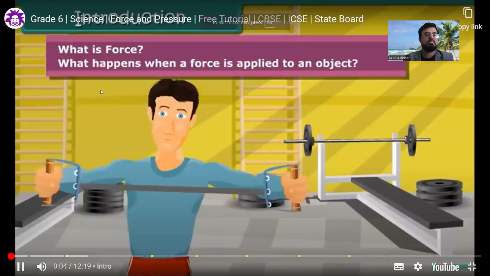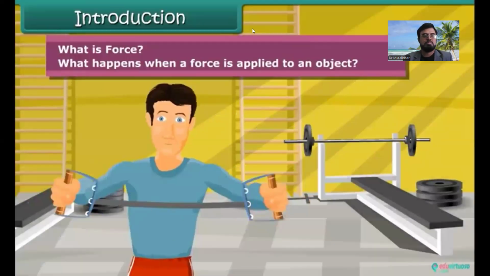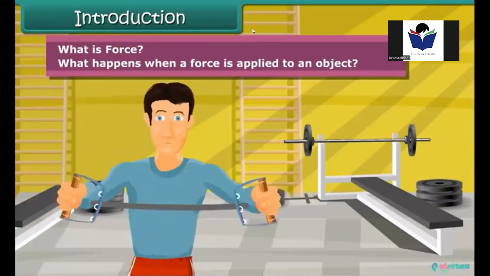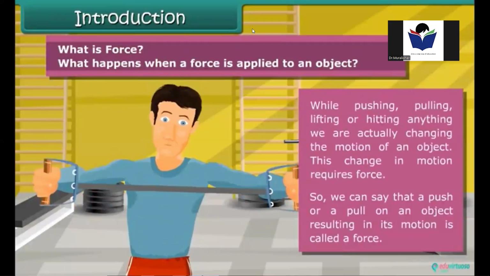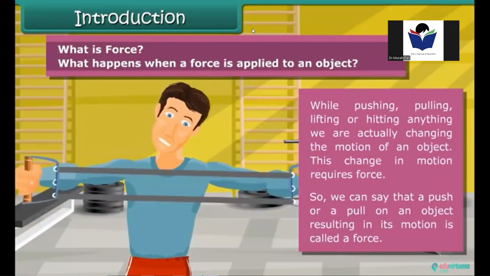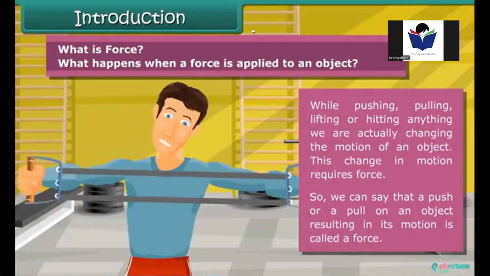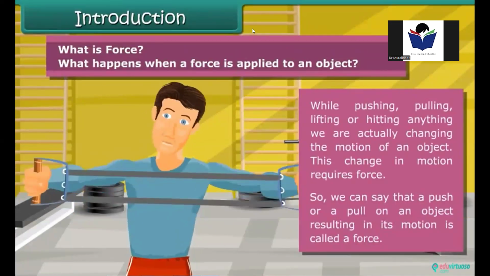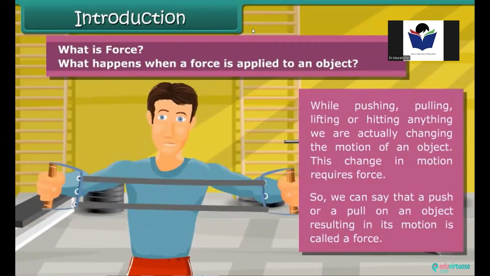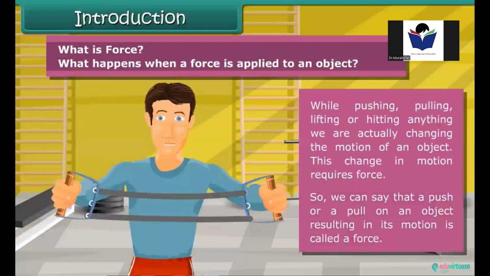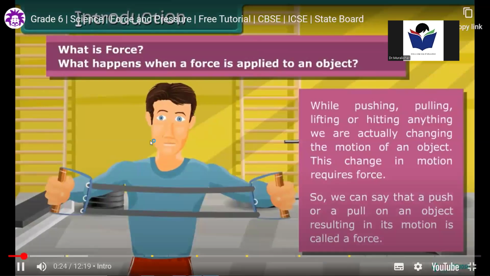What is force? What happens when a force is applied to an object? While pushing, pulling, lifting, or hitting anything, we are actually changing the motion of an object. This change in motion requires force. So we can say that a push or a pull on an object resulting in its motion is called a force.